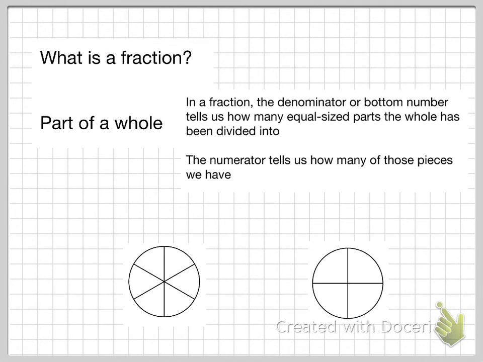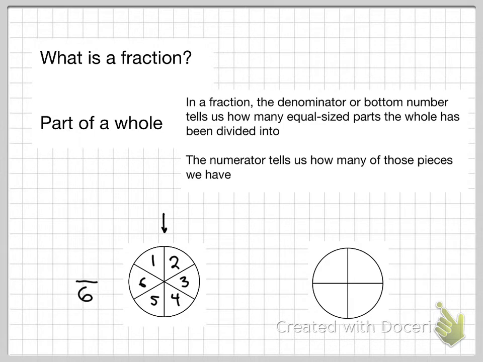Before we can understand how to add fractions, we really need to understand what fractions are telling us. In a fraction, the denominator, or the bottom number, is telling us how many equal-sized parts the whole has been divided into. So for example, in this first picture, we can see that there are 1, 2, 3, 4, 5, 6 equal-sized parts or slices that this circle has been divided into. So we know that if we want to represent this situation as a fraction, the denominator or the bottom number is going to be 6.